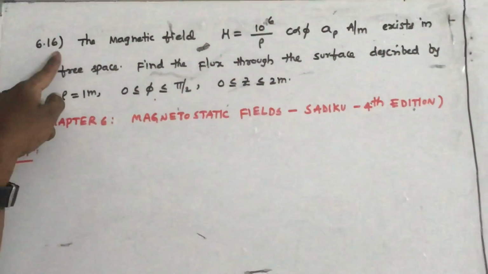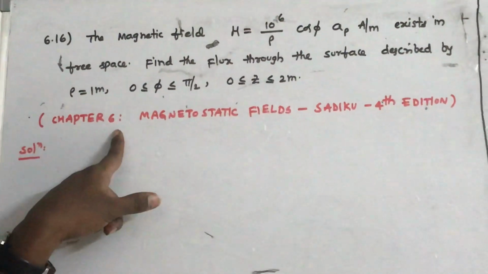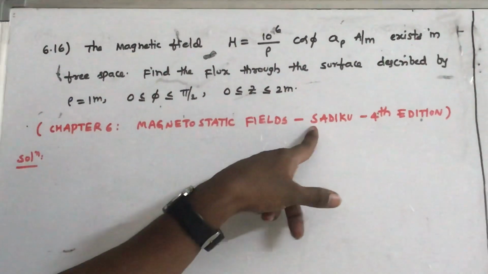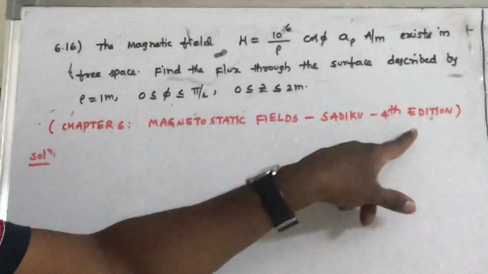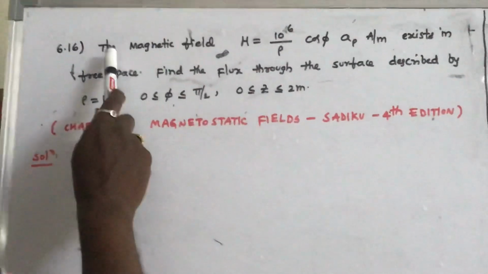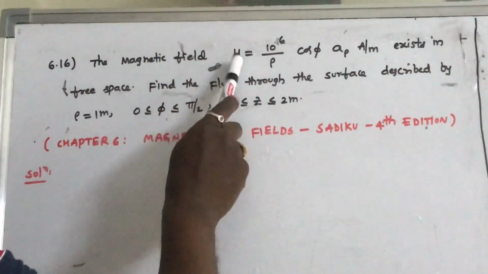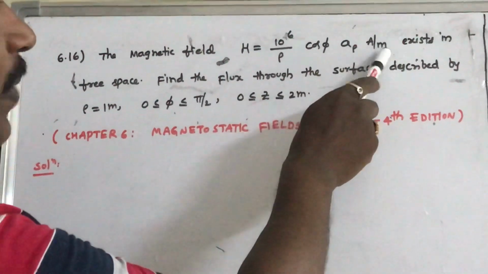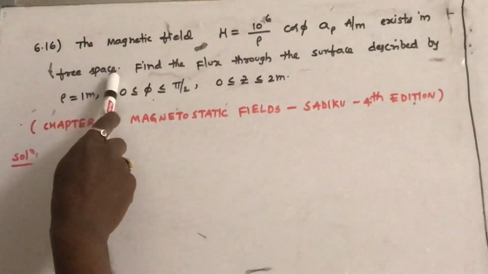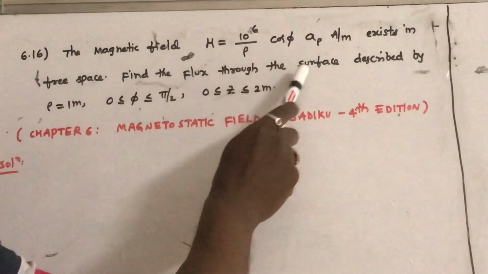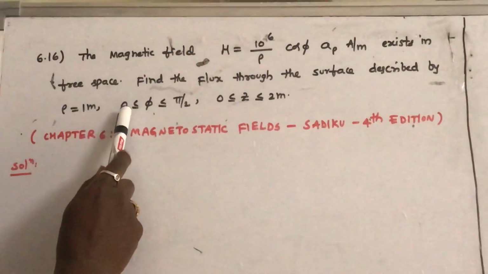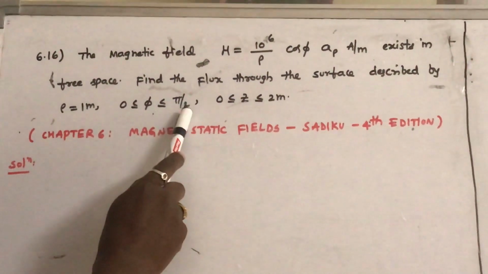This is problem 6.16 from chapter 6, Magnetostatic Fields, from the textbook Elements of Electromagnetics by Sadiku, 4th edition. The problem is given like this: the magnetic field H equal to 10 to the power 6 by rho cos phi a rho ampere per meter exists in free space. Find the flux through the surface described by rho equal to 1, where phi is varying from 0 to pi by 2.